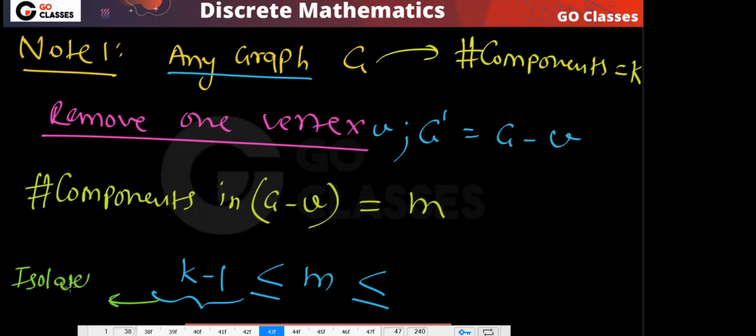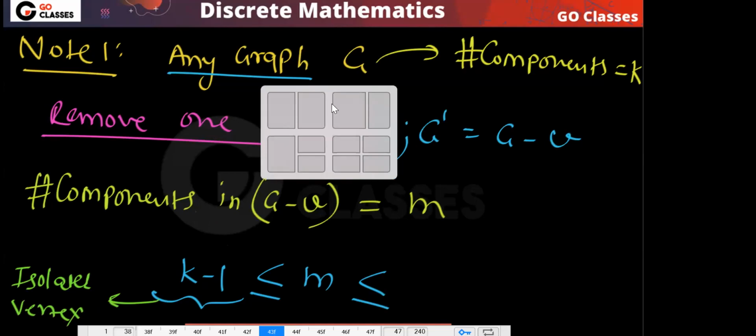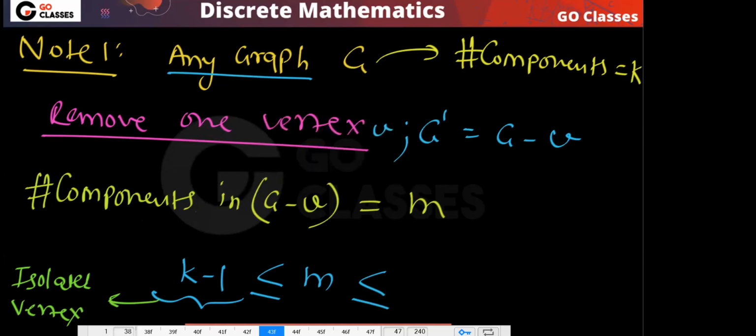Abhipsa, we are removing a vertex. Why are you adding A's? Vani, why are you adding A's? I am removing a vertex. My question is, you take any graph G in which the number of components is K, you remove one vertex, then what can you say about the number of components?